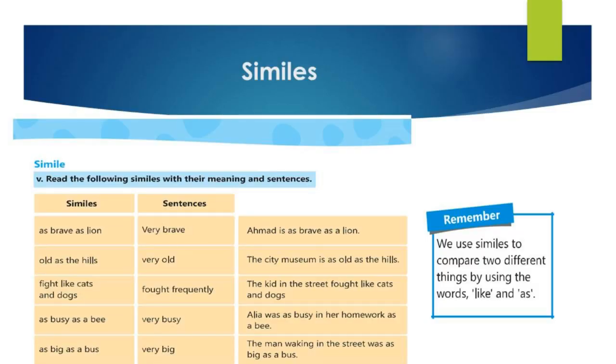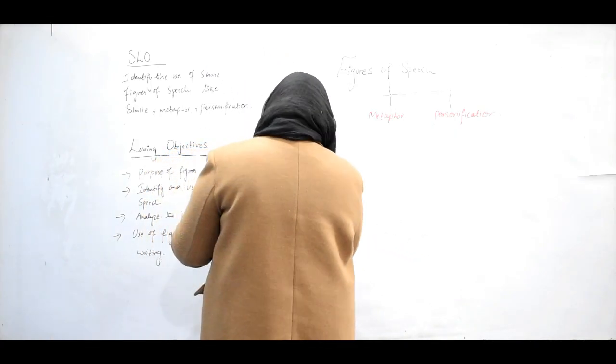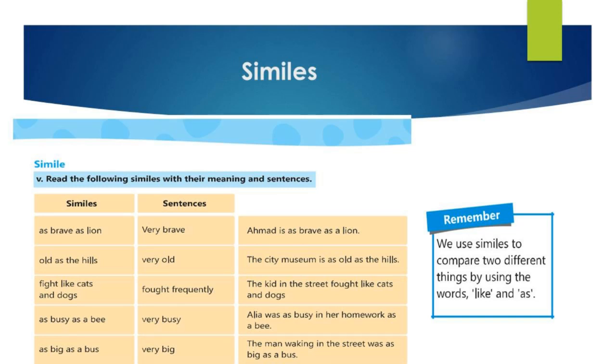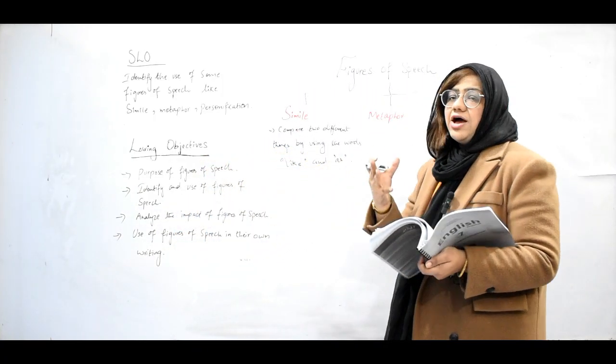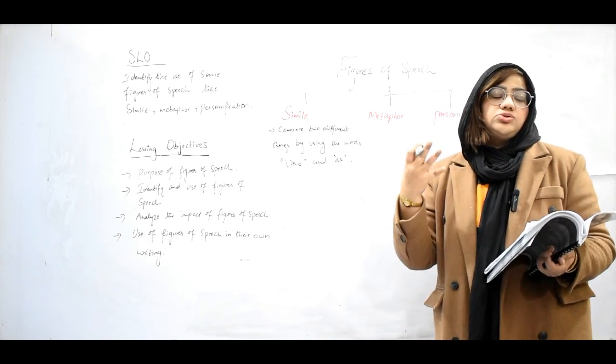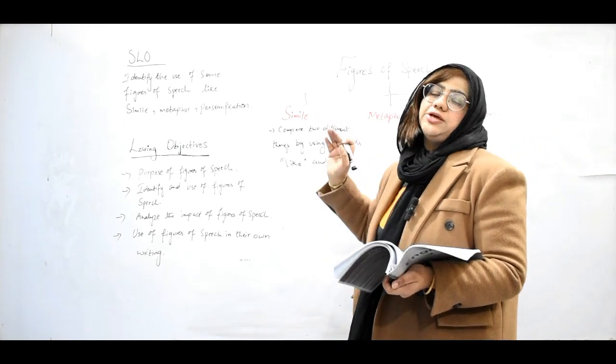We use similes to compare two different things by using the words like and as. As you can see, students, when we have to compare two different things, whenever we use like or as, it is a simile.